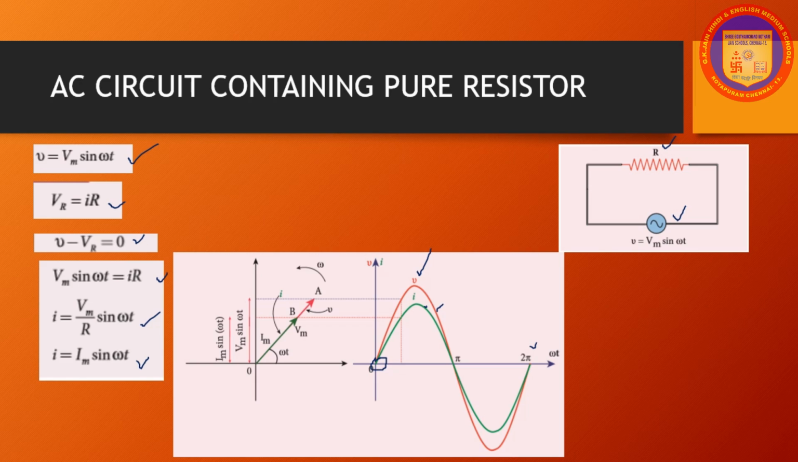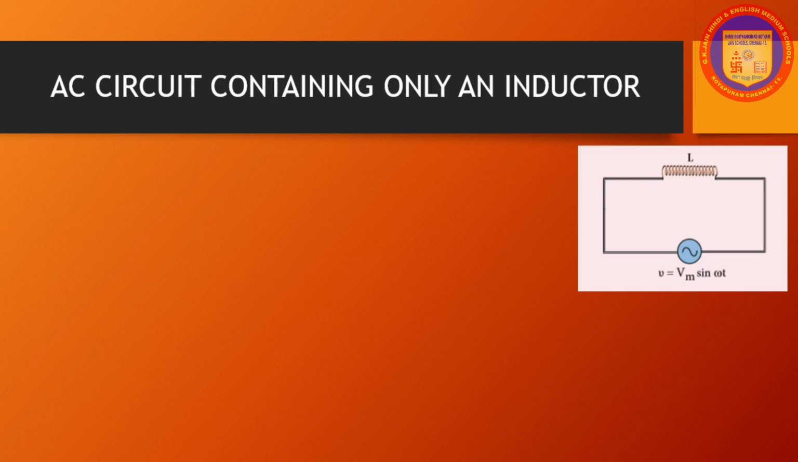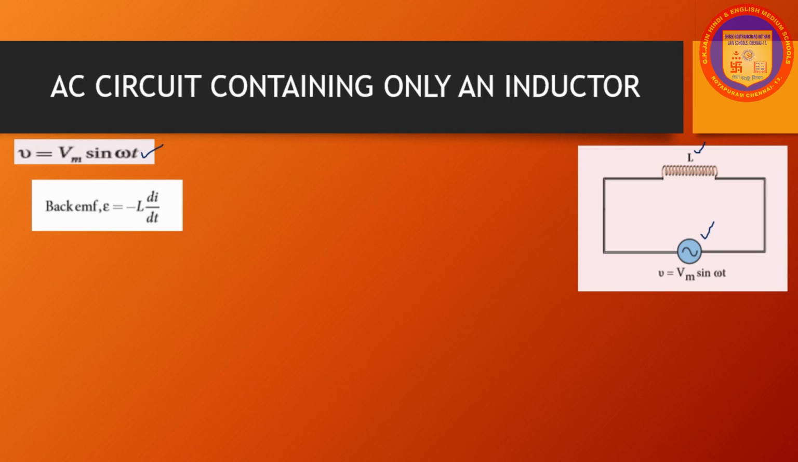AC circuit containing only an inductor. So consider a circuit containing a pure inductor of inductance L connected across an alternating voltage source. Now we can calculate in the same way as we did for the resistor. The alternating voltage is given by the equation V equals Vm sin omega t. The alternating current flowing through the inductor induces a self-induced EMF in the circuit. The back EMF is given by epsilon equals minus L into di by dt.